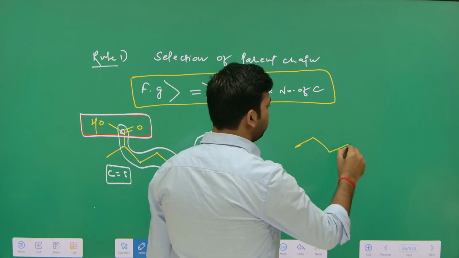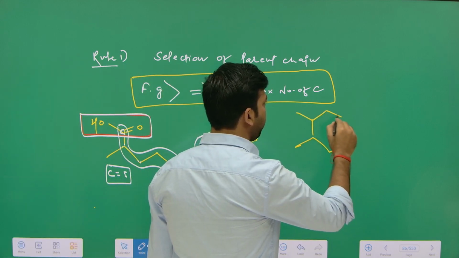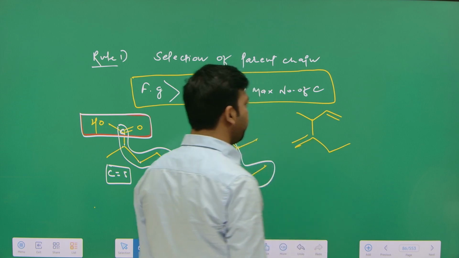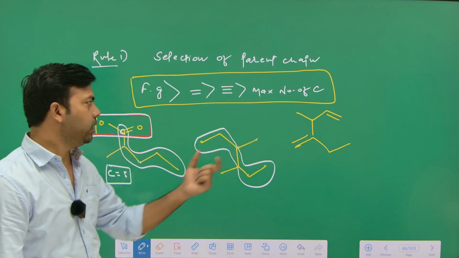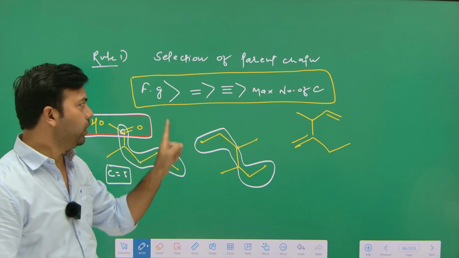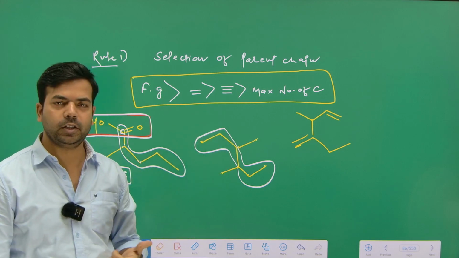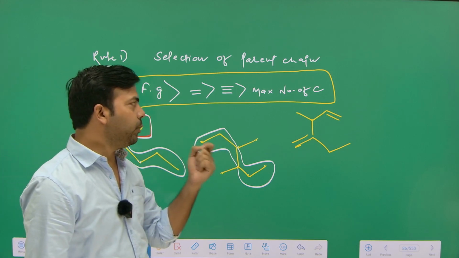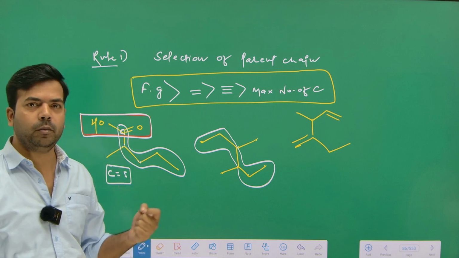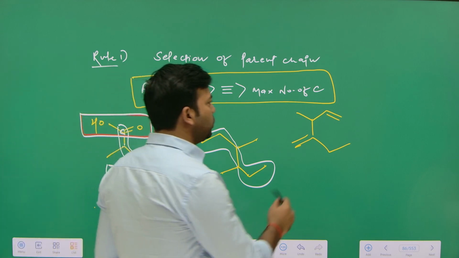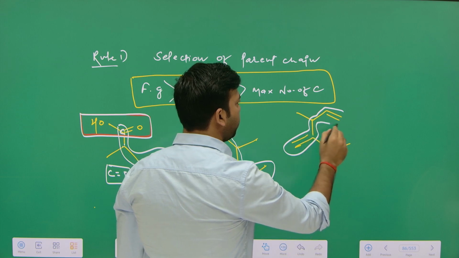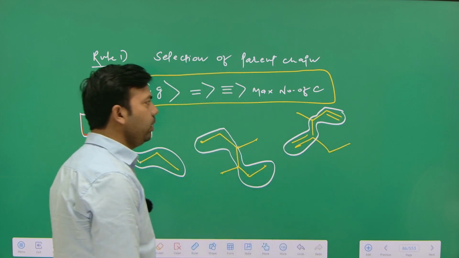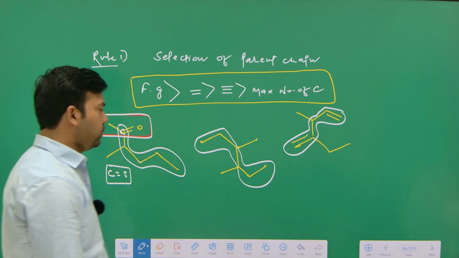Look at this one. First of all, we have to see what is here. There is no functional group. We have a double bond as well as a carbon chain. So we have to include the maximum number of double bonds in the parent chain. So the maximum number of double bonds will be this one. Clear? Makes sense? Suppose you have this one.